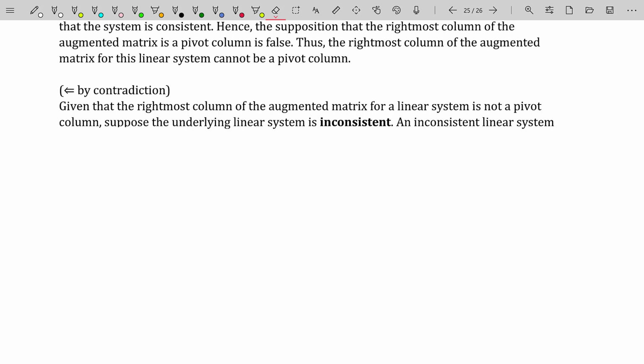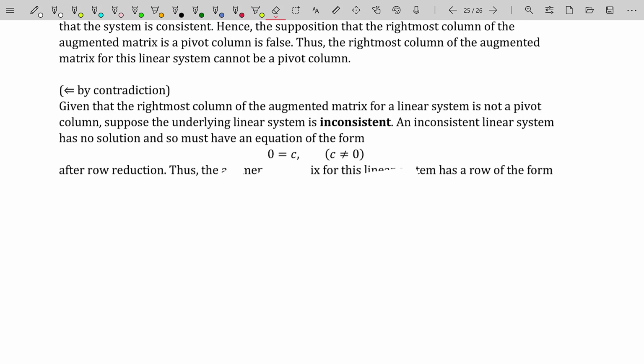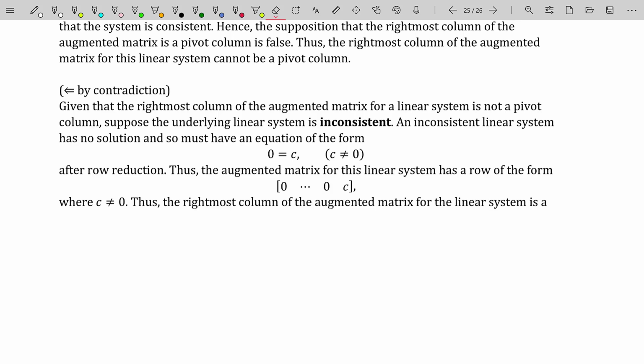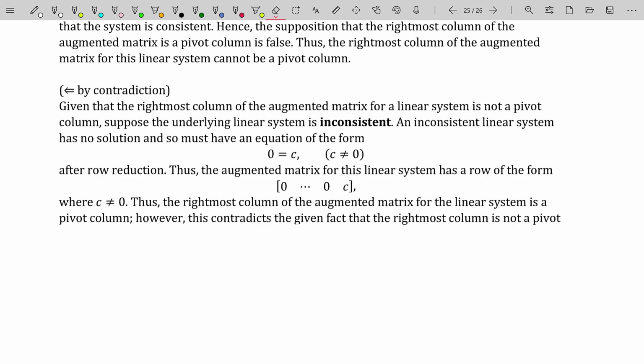We happen to know an inconsistent linear system has no solution, and so we must have an equation in our linear system of the form 0 is equal to c, where c is non-zero, and this is only true really after row reduction. Thus, the augmented matrix for this linear system must have a row of the form 0, 0, c, where c is non-zero. Thus, the rightmost column of the augmented matrix for the linear system is a pivot column.